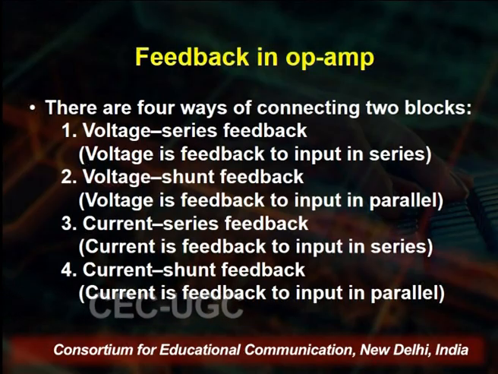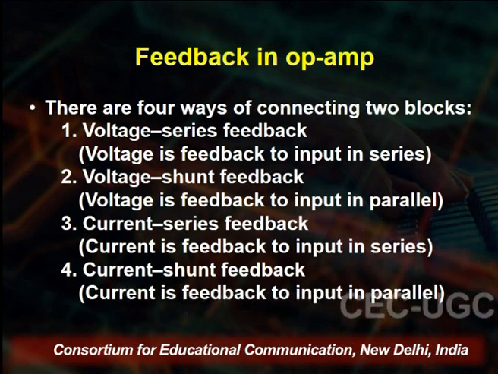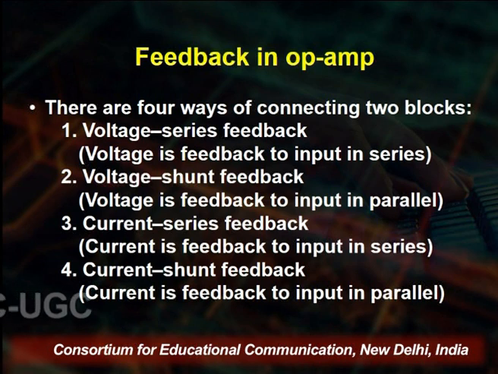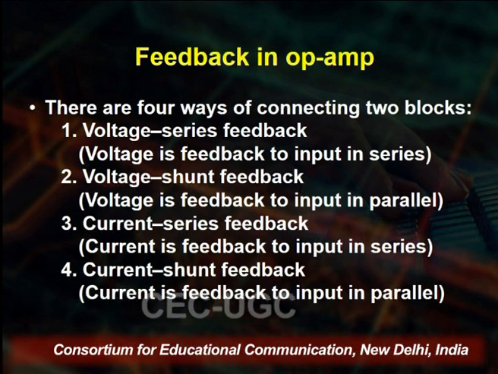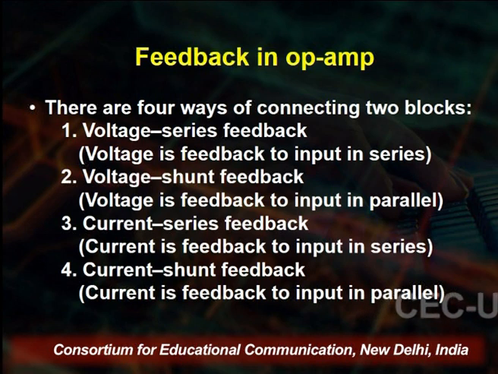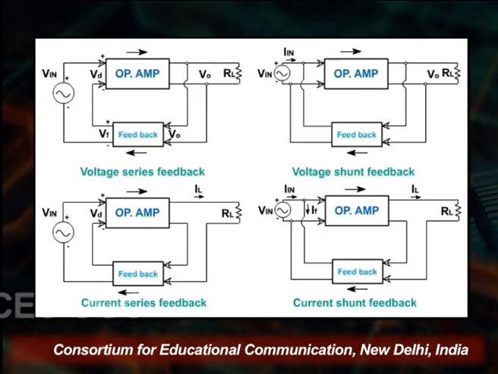Feedback in an operational amplifier can be of four types. Number one, the voltage series feedback, wherein voltage is fed back to the input in series. We have voltage shunt feedback, wherein the voltage is fed back to the input in a parallel fashion. Number three is current series feedback, where the current is fed back to the input in series. And finally, the fourth configuration, current shunt feedback, wherein the current is fed back to the input in parallel. As a diagram, the four configurations are shown here. Top left is the voltage series feedback.